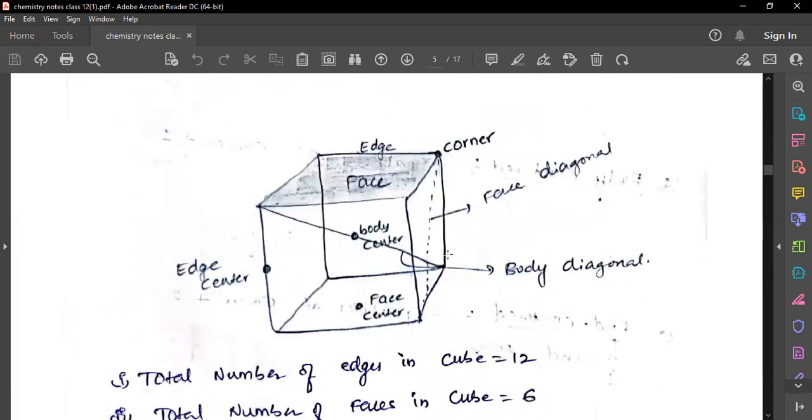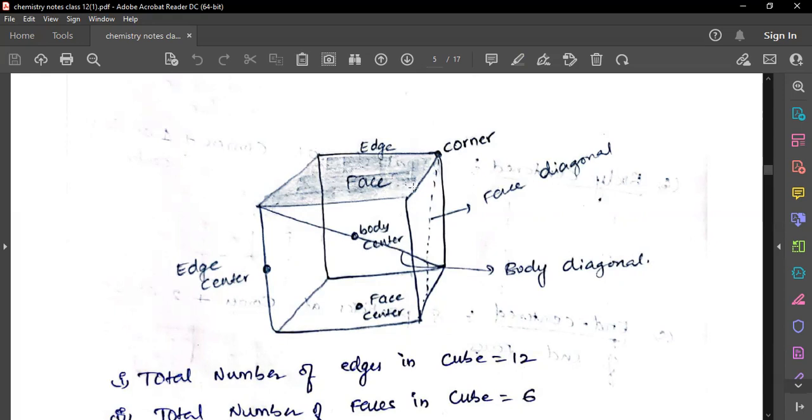Okay, so if you take a particular unit cell, we have different terminology for each and every part. First we'll start with the corners. You know about the corner, right? If you take a particular cube, wherever the joining of 3 lines happens is called a corner. And the edge, what is the edge here? The length or the breadth or the height. So this is the edge length.